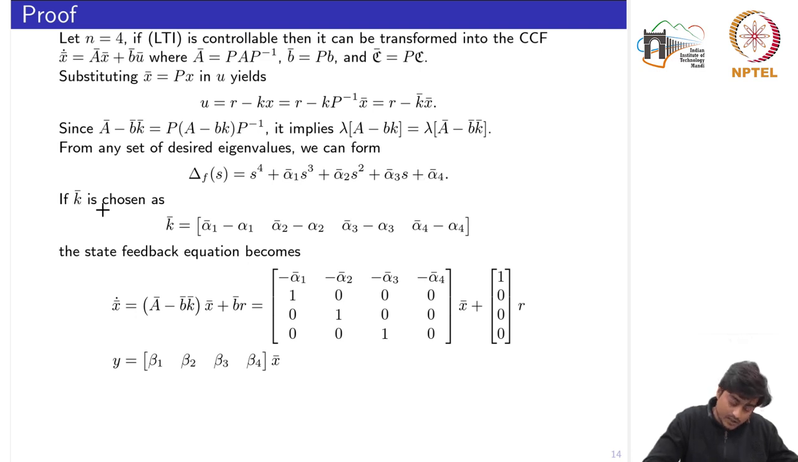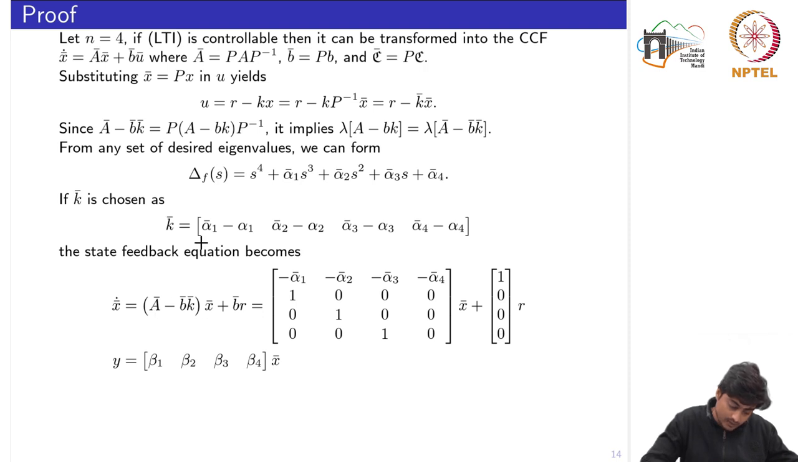Now k bar is chosen as k bar equal to alpha 1 bar minus alpha 1, alpha 2 bar minus alpha 2, and so on. So note that here alpha 1 bar is known to us from the set of given desired eigenvalues. These alpha i's are also given to us, which are the coefficients of the characteristic polynomial of the plant itself. So from there we can compute one vector and we assign that vector to k bar. Okay. Now if we substitute this k bar here, our state feedback equation will become this one.